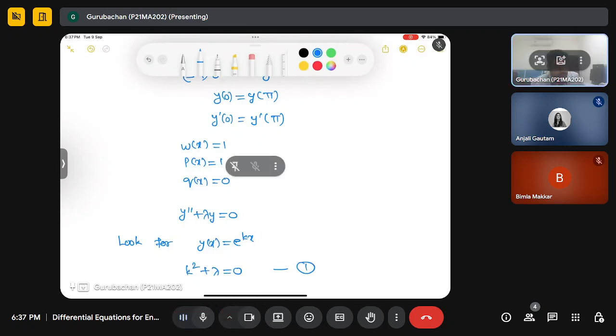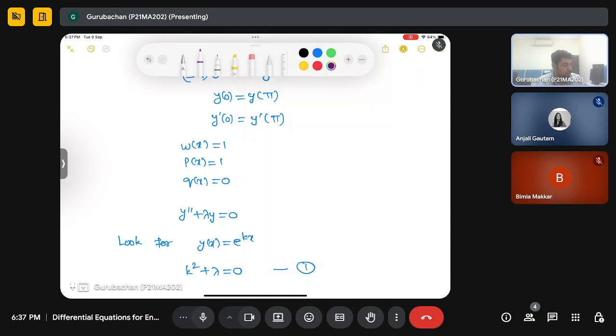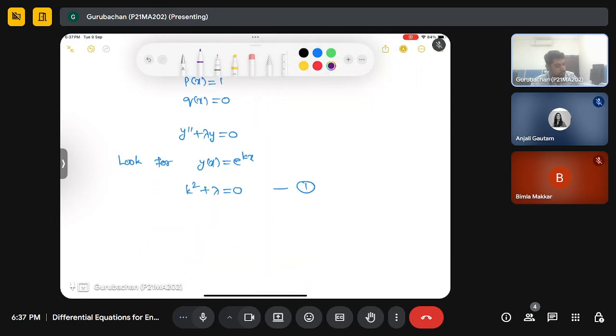So let us divide the cases again. We will start with the easy one. First of all, lambda equal to 0. What will it give you? It will give you k square equal to 0. That means what are the roots? 0 and 0, repeated roots. Then y(x) will have the form c1 plus c2 x.